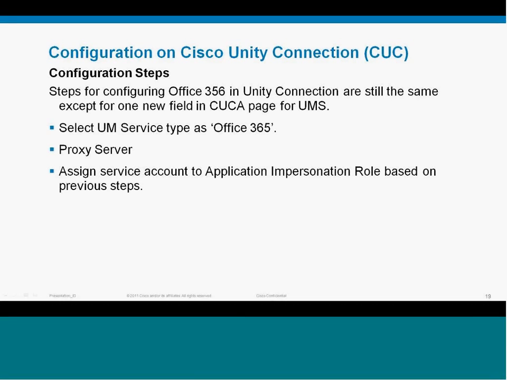Configuration on the Cisco Unity Connection side. There are certain steps for configuring Office 365 in Unity Connection which are still the same, except for one new field in a CUC page for UMS. After selection of the service type as Office 365, you can put a proxy server in the service page if your connection is not directly connected to the Internet. And assign the service account with the application impersonation role based on the previous steps shown.